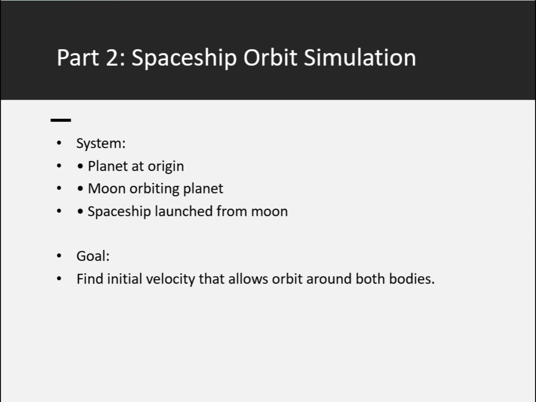What about modeling the entire system? In order to model the entire system realistically, we need to include gravitational interactions between all objects: the black hole, the star, the planet, moon, and the spaceship.